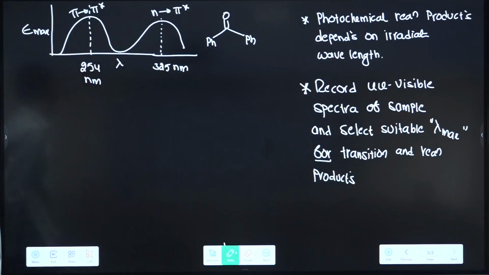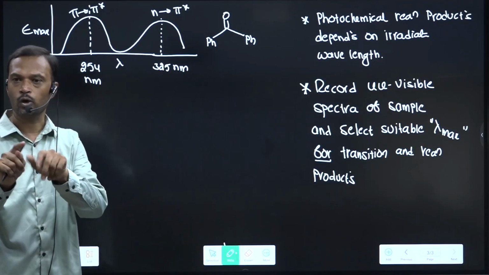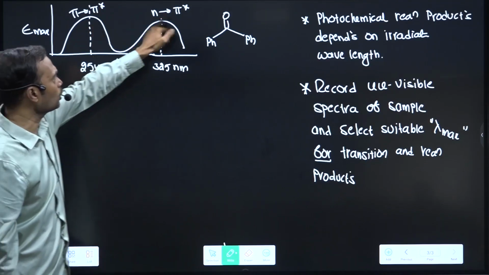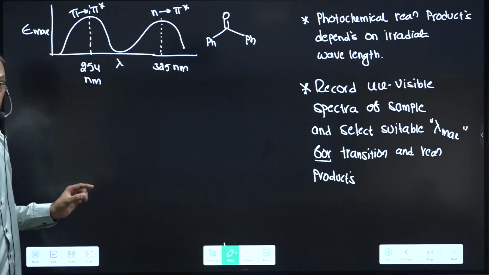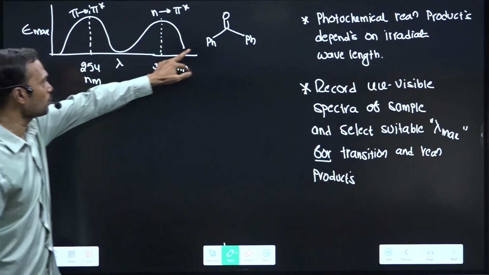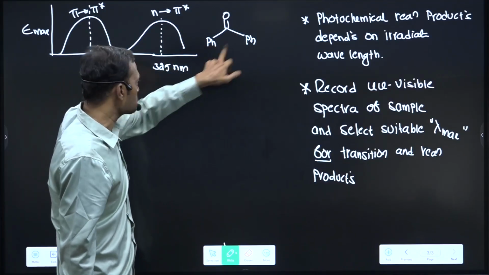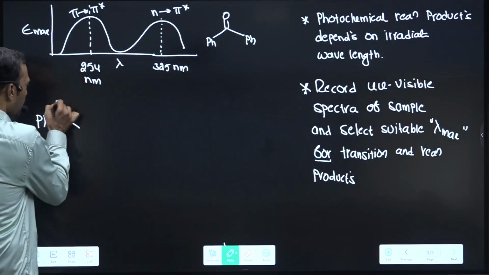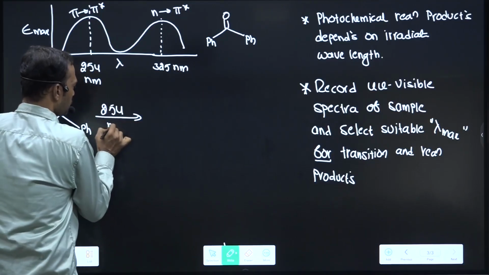Benzophenone gives how many electronic transitions? Total how many are possible? 6. In that 6, 4 will be removed. Only 2 possible. What are the 2? Pi to pi star at 254, n to pi star at what? 325. First I recorded the spectrum of this molecule. I want to use this molecule in photochemistry. First record the spectrum of this one. After recording the spectrum, I am irradiating this molecule with a suitable lambda. I am irradiating with 254 nanometers.